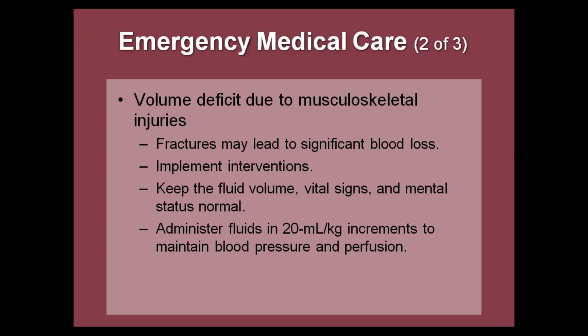Overall, we're trying to get that mean arterial pressure up to 65. That's the diastolic times 2 plus the systolic, divided by 3. That's how you find that mean arterial pressure. Diastolic times 2 plus the systolic divided by 3. We're trying to get that mean arterial pressure at 65 so that we can maintain good organ perfusion. We're trying to preserve those organs, make sure that they're functioning.